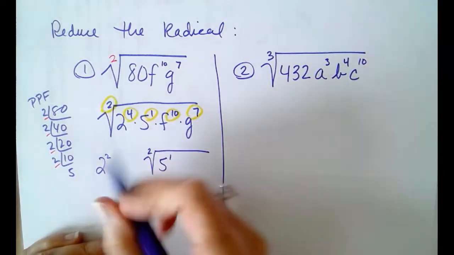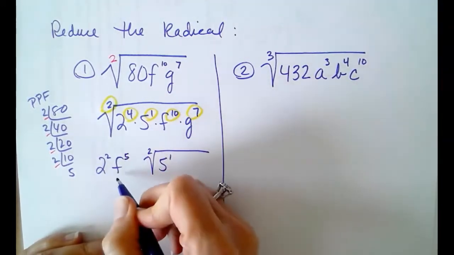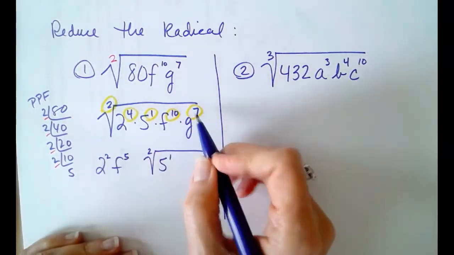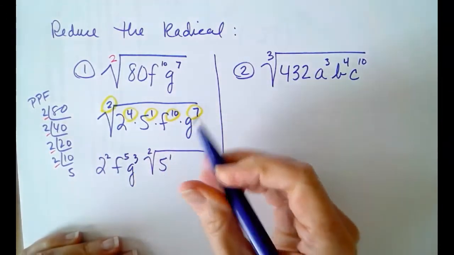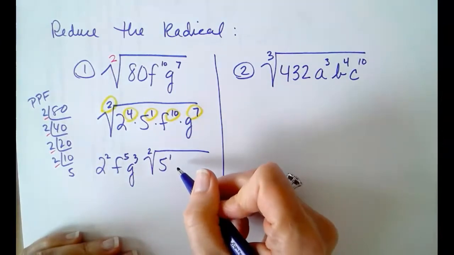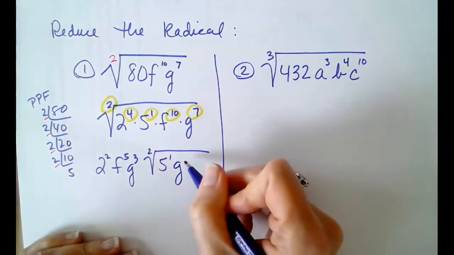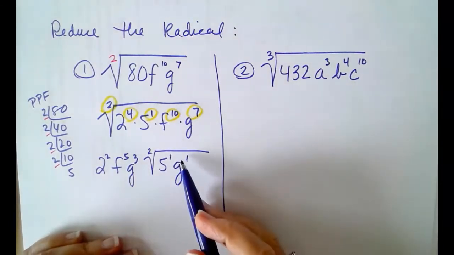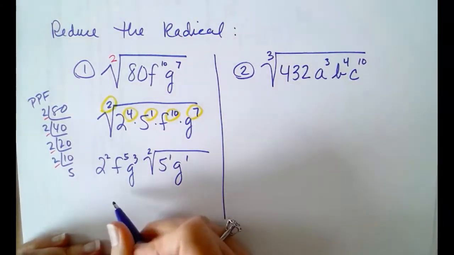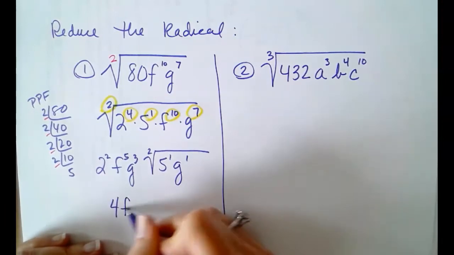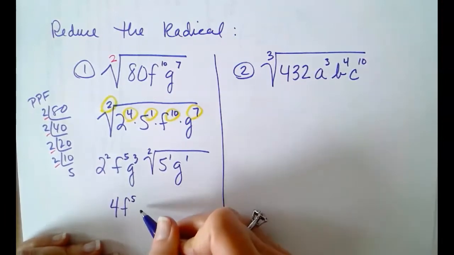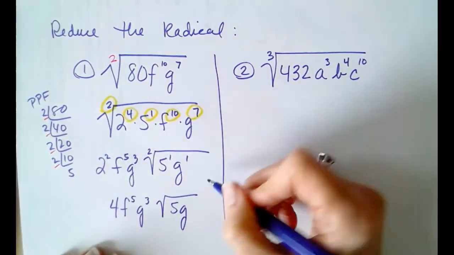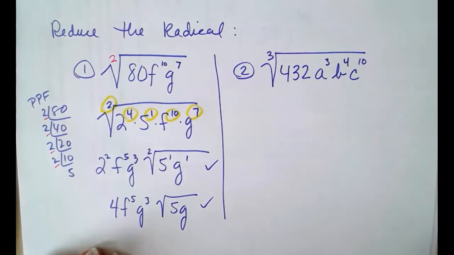2 goes into 10 5 times. The base never changes. F to the 5th comes out. 2 goes into 7 3 times, but 7 over 2 is 3 with 1 power of g left over. So this is the answer. We can simplify it by simply saying 2 to the 2nd is 4, 4 f to the 5th, g to the 3rd, square root 5g. Both of those are beautiful, correct answers.